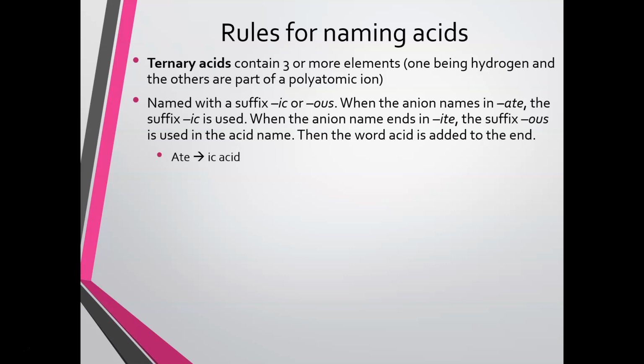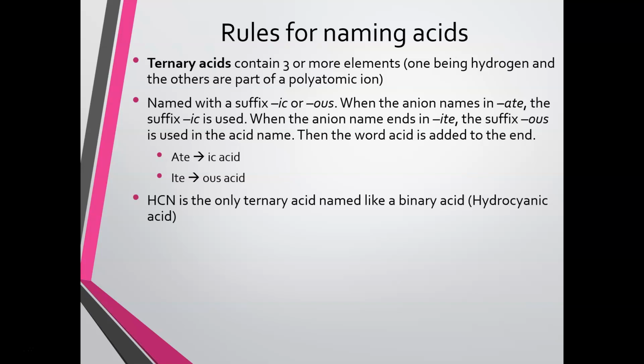Now, I refer to ternary acids as having adic-itis, the dreaded chemistry disease, because ate becomes ic and ite becomes us. So adic-itis is how I remember what to do. Once again, HCN is the only ternary acid that is named like a binary acid, hydrocyanic acid. All of our other polyatomic ions are going to follow these rules. So for example, H2SO4, so our anion is sulfate, that is what SO4 is, so I'm going to change the ate to an ic, and it becomes sulfuric acid.